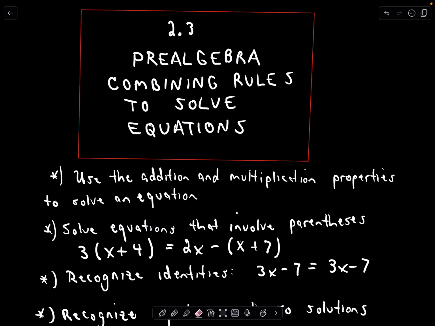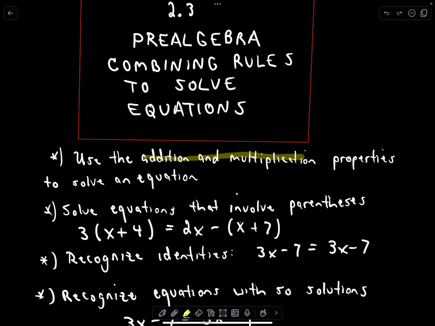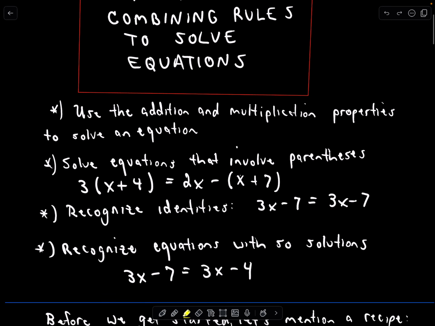Okay, so this is going to be section 2.3 of my PreAlgebra series, and here we're going to talk about combining rules to solve equations. So we're going to use this addition and multiplication property, and this is just going to be a rehash of 2.1 and 2.2, so we'll practice some more equations.